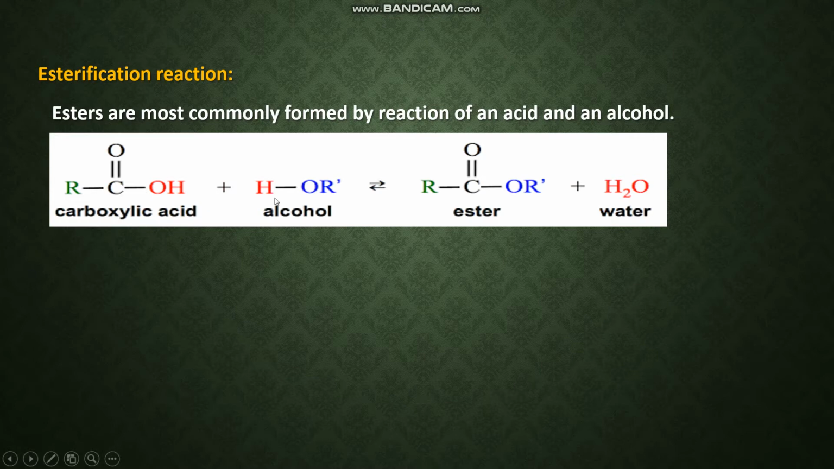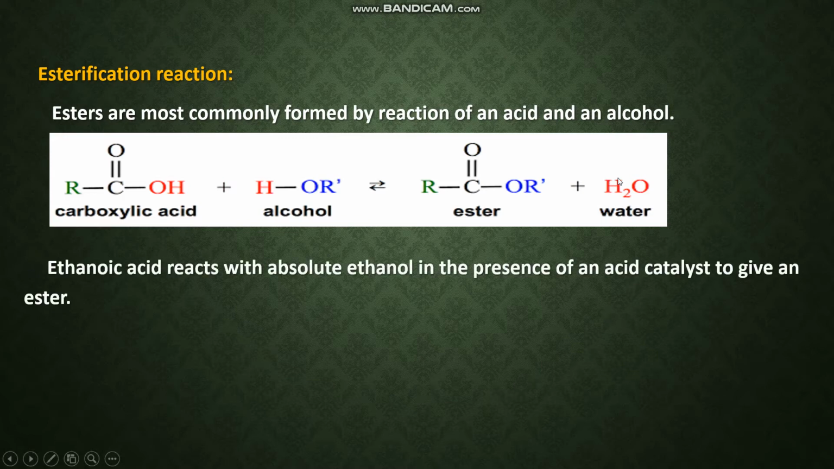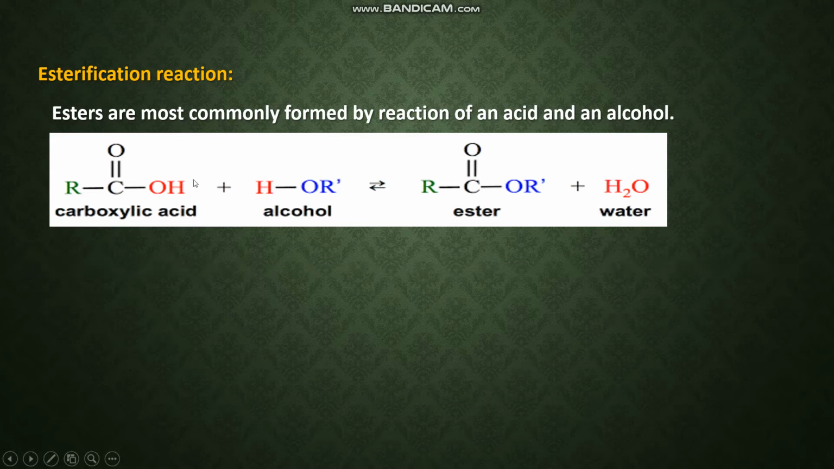This OH and H are eliminated as water, and a bond is formed between the C and O. So what product are we getting? R, C double bond O, and the C is attached to this O, R dash: R, C, O, O, R dash, plus this H and OH eliminated as water. So here, carboxylic acid reacts with alcohol to form ester and water.